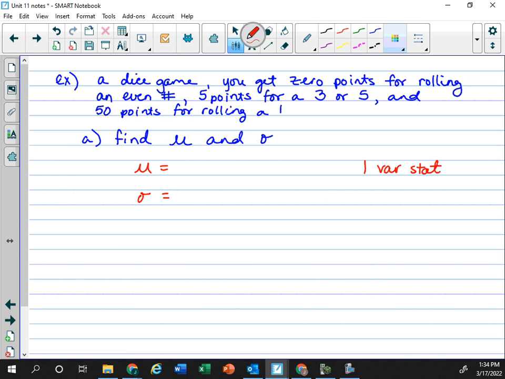Does the probability even really matter in this one? Sure, because they're equal. You just do any equal number.